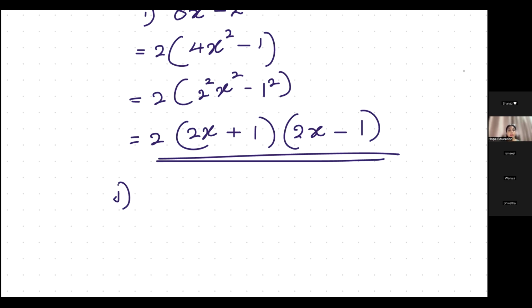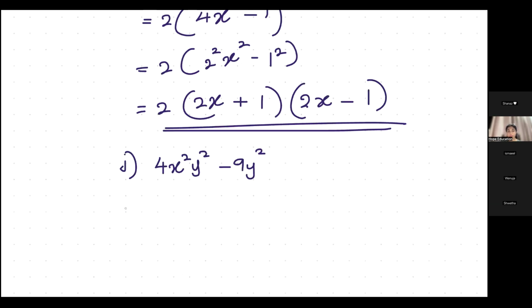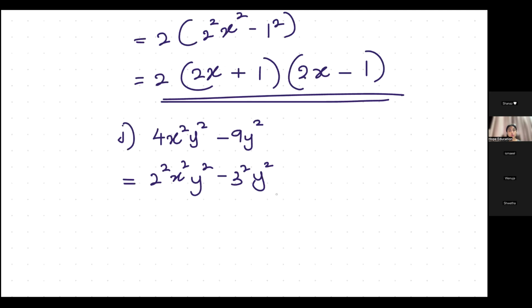Okay, then J. 4x squared y squared minus 9y squared. Everything is a square. So we know 4 is 2 squared, x squared, y squared, minus 9 is 3 squared, y squared. So give me 1 second.